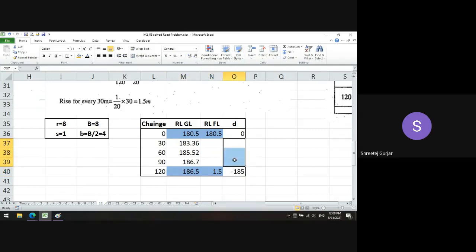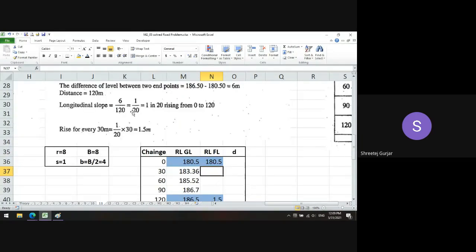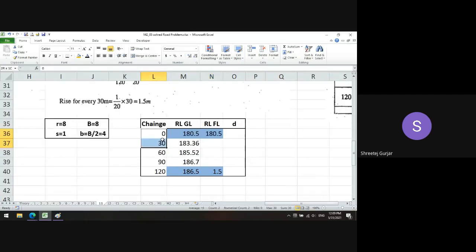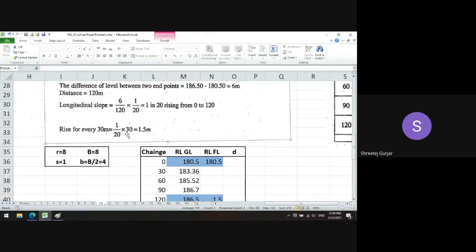Now, how do I calculate these remaining things? As you have told me, the slope is how much? 1 in 20, right? 1 in 20 rising, which I have written over here. Follow my cursor. So our change interval is how much? 30 meters. So 1 in 20 into 30. The same thing which you used in the previous numericals also: the slope into your change interval. So 1 in 20 into 30 is 1.5.